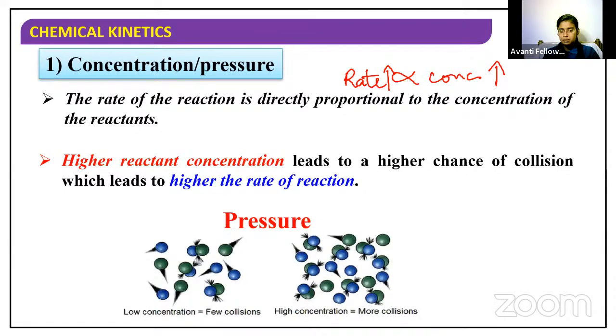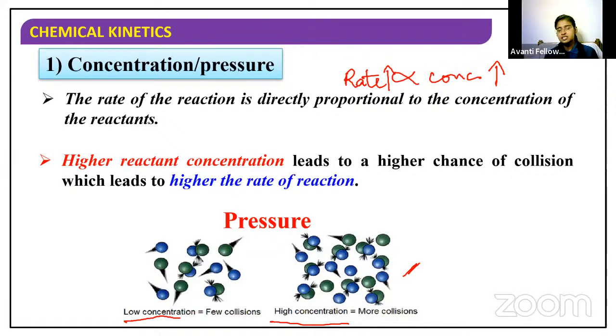Here you can see that in the picture. If the number of particles is more, then we are saying that the concentration is more. In that case, two molecules are colliding with each other very fast, and there is a higher chance of collision. But if you look at the low concentration area, we have only very few molecules and the collision is also very less.